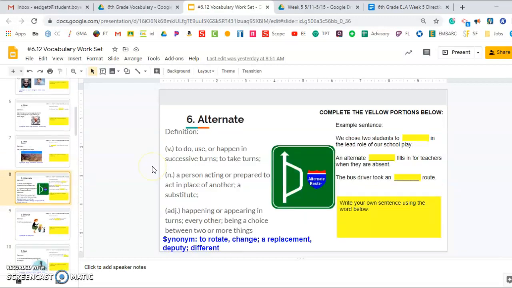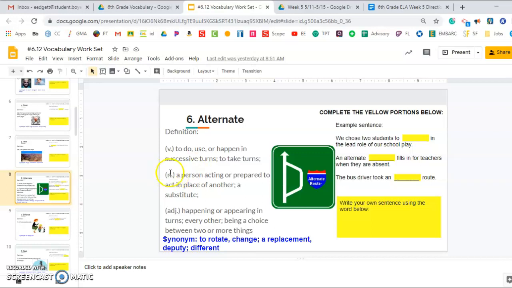All right, number 6, alternate. It might be alternate or alternate depending on the part of speech. If we're using it as a verb, alternate, when you alternate, you do something by taking turns. We alternated playing the video game. My brother and sister and I had to alternate, which means we had to take turns.